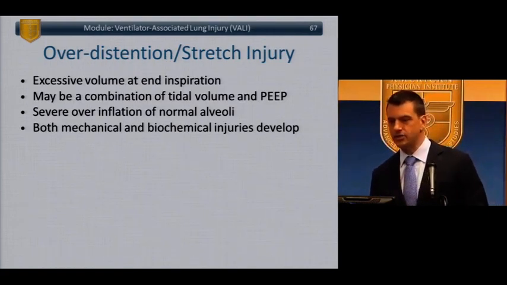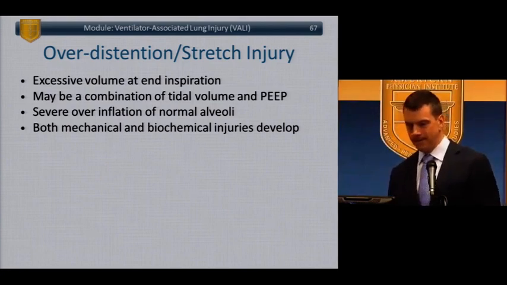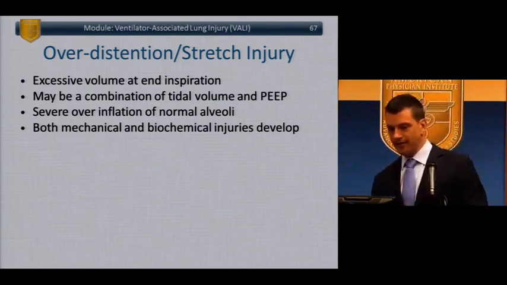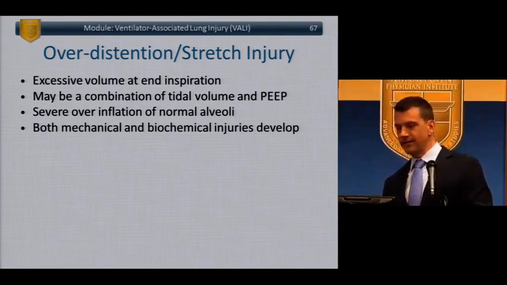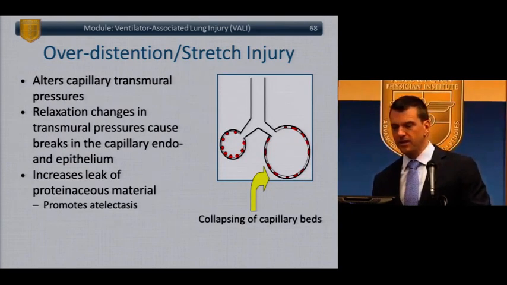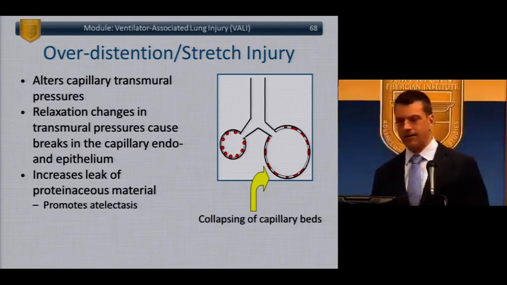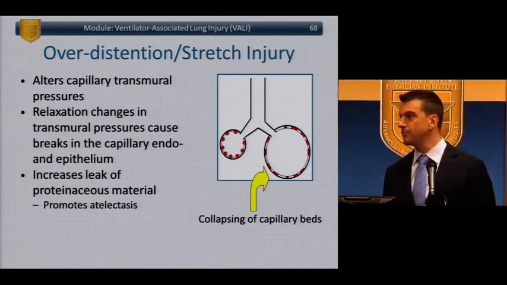That overdistension stretch is due to the excessive volume, maybe due to both the tidal volumes and the PEEP. Severe overinflation of normal alveoli leads to progressive injury. And then there's both a mechanical factor and a biochemical factor here. So in the overdistension, you can see the capillary transmural pressures change. The relaxation changes transmural pressures here.